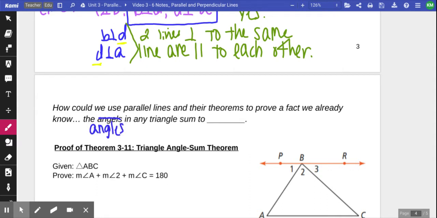The angles in any triangle sum to what? So if we have a triangle, all three angles add to how many degrees? And the answer is 180 degrees. Right? We already know this. We've talked about this a lot. Now, we actually use parallel lines to prove the triangle angle sum theorem. And this is how it works.